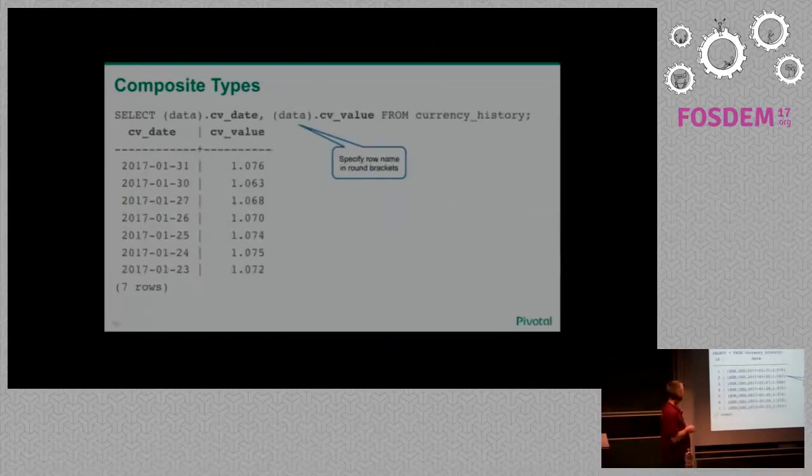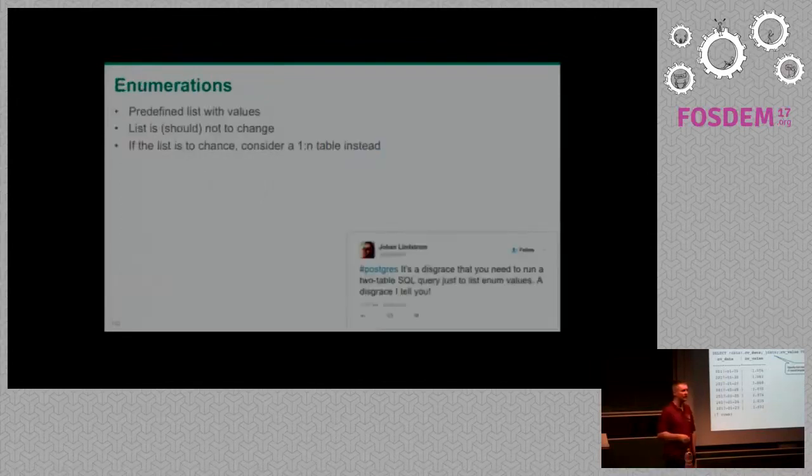And of course, I can select it. It returns a row. I can also just pick certain values I want to have out of my composite type.